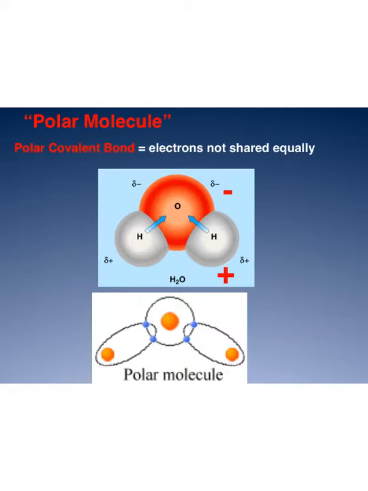Here's an example of what a polar covalent bond looks like. You can see here on the hydrogen side the buildup of slight positive charge, and on the oxygen side the buildup of the negative charge because of all the electrons. And look at water's very cool shape.